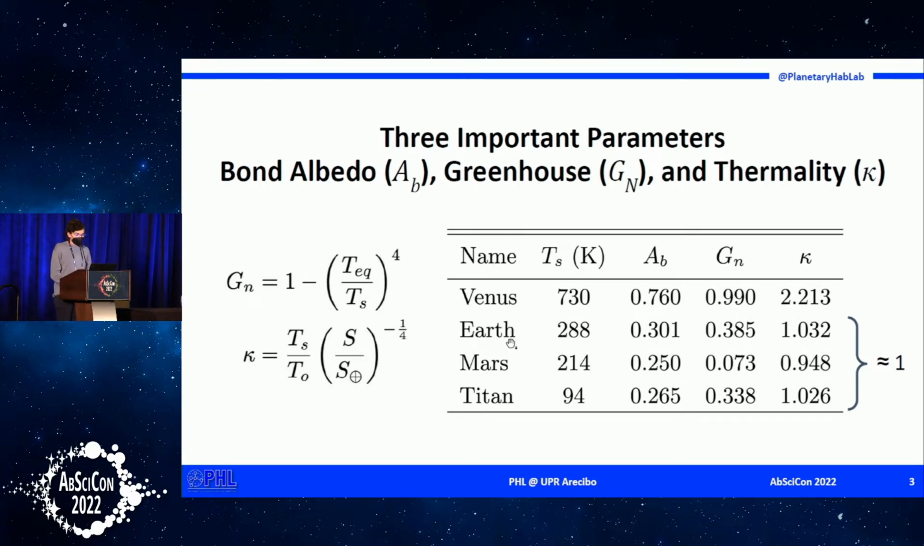This table summarizes some of these values for the solar system. We have Venus, Earth, Mars, and Titan. It turns out that the thermality for Earth, Mars, and Titan can be approximated to 1. That's something interesting. As of today, we don't have an exact explanation for that, but that's one of the things that we want to improve and study further. Compare that to the thermality that we found for Venus, which is 2.213. It is a great change, and that could possibly be explained by the higher temperatures of Venus, or even the higher greenhouse effect and higher albedos.